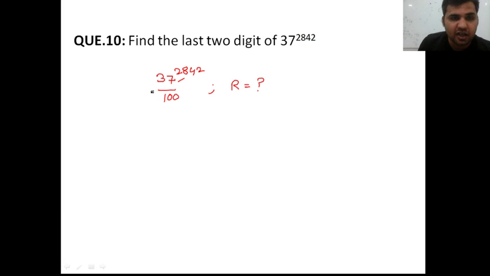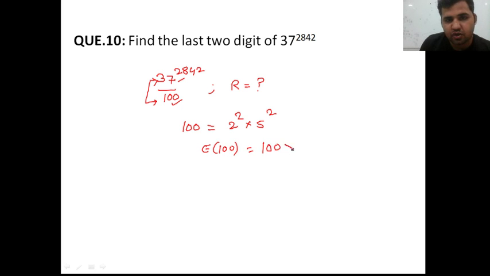Now in this case you can apply the Euler remainder theorem because 37 and 100 are co-prime with each other. Find out the Euler number of 100. 100 can be factorized as 2 power 2 into 5 power 2. So the Euler number of 100 will be equal to 100 into (1 minus 1 by 2) into (1 minus 1 by 5), that is 4 by 5. So 2 into 5 is 10, and you will have the Euler number as 40. The Euler number of 100 is 40.